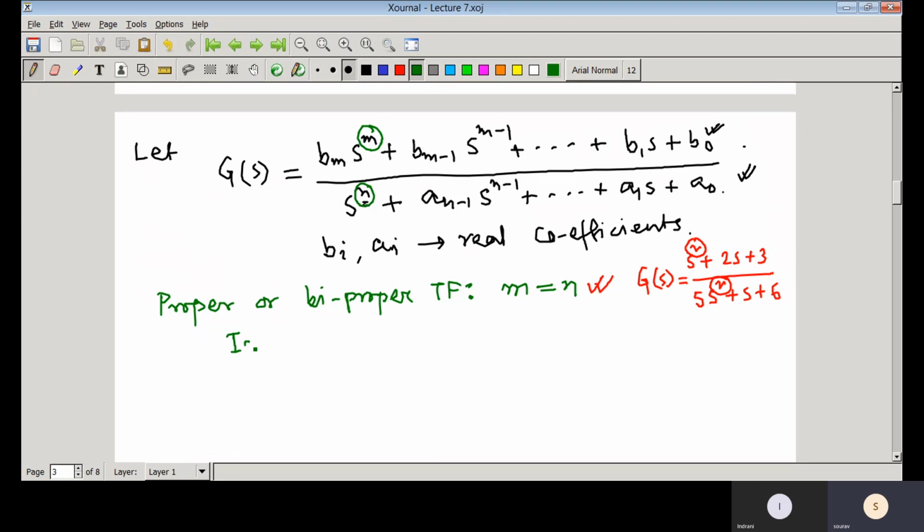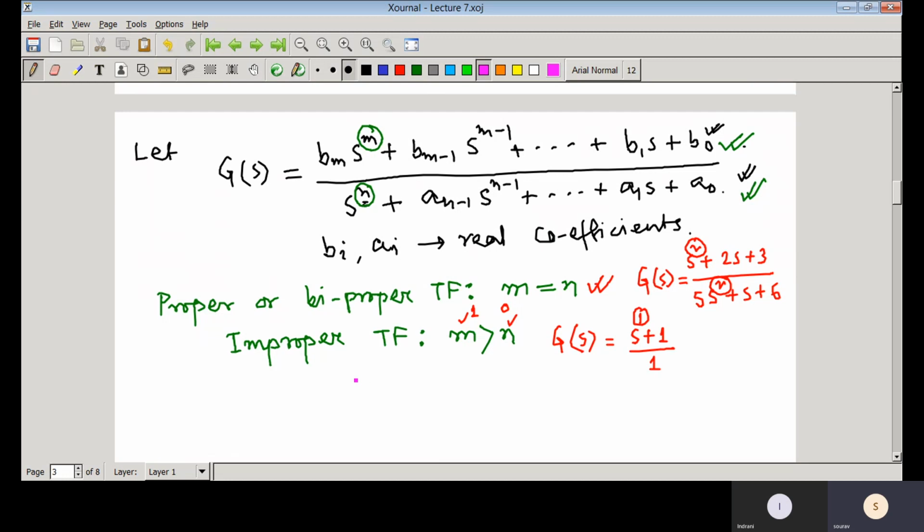Now, what is an improper transfer function? An improper transfer function is one where m is greater than n, that means the degree of the numerator polynomial is greater than the degree of the denominator polynomial. For example, G(s) equals s plus 1, which we can write as (s plus 1) by 1. The degree of the numerator is 1, that is m, and the degree of the denominator is 0, s to the power 0, that is n. So 1 is greater than 0, and that is why it is an improper transfer function.